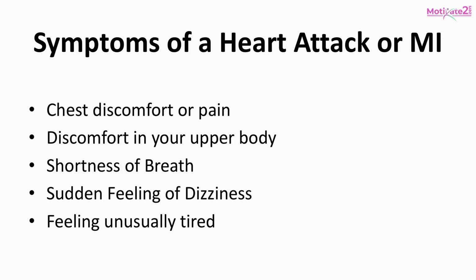Discomfort in your upper body. Many people feel discomfort, distress, or uneasiness in one or more parts of their upper body, such as the jaw, neck, shoulders, back, or arms. Sometimes people also feel this in their upper stomach. Shortness of breath. Often people have shortness of breath with or without chest pains. Sudden feeling of dizziness. Having cold sweats and nausea or vomiting are symptoms more common with women and people who are overweight.